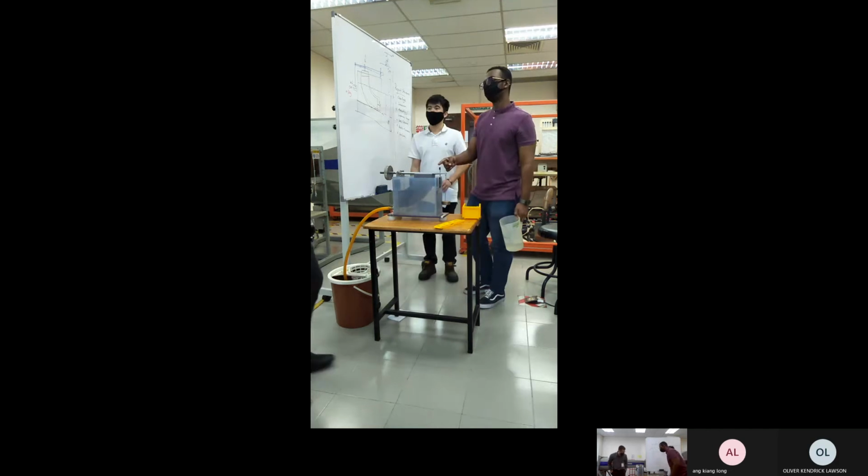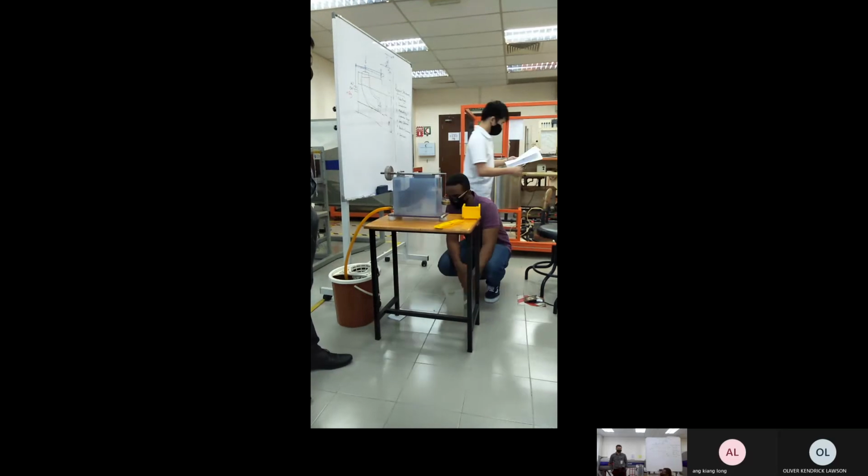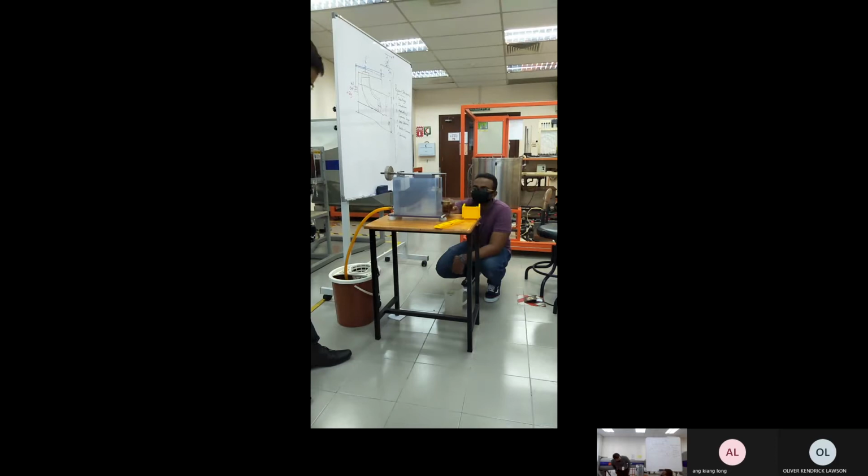So now we consider it, this one is fully submerged, immersion. Fully submerged. So actually you can see the water level is roughly on the edge of the surface there. So you can see the water level now is fully submerged here. Just now the water was here, so we call it partially submerged.